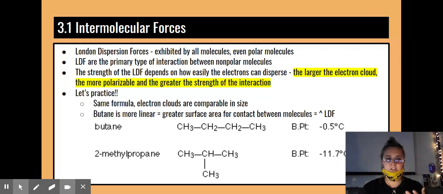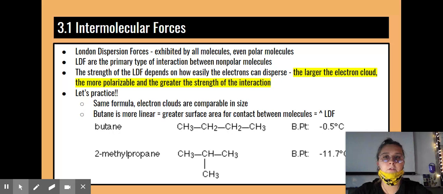So let's actually look at a couple molecules here and kind of compare and see and practice differentiating between the two. So we've got butane and 2-methylpropane. Sorry, it always takes me a minute to read them, but we're good. So we've got two molecules. They actually have the exact same chemical formula. It's C4H10. They have the exact same one, but they're actually structured just a little differently. And butane's boiling point is negative 0.5 degrees Celsius, and 2-methylpropane's boiling point is negative 11.7 degrees Celsius. So there's a little difference in that boiling point there.